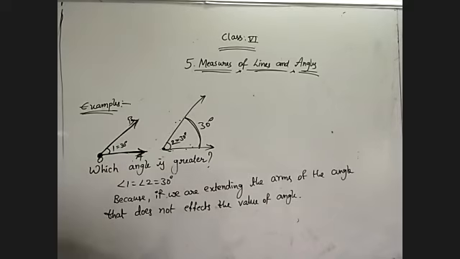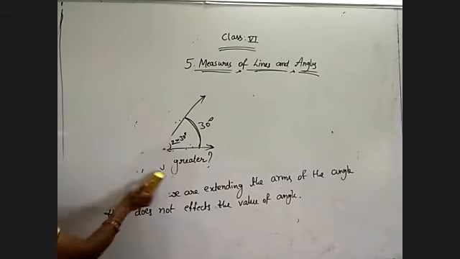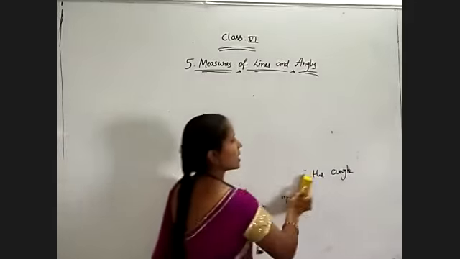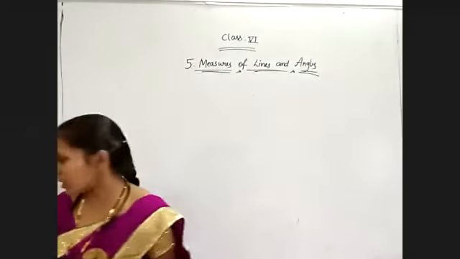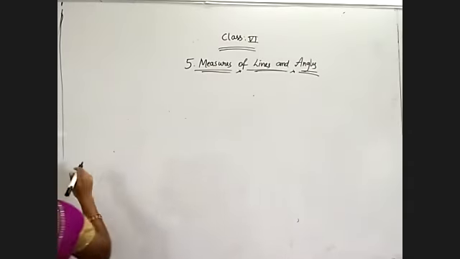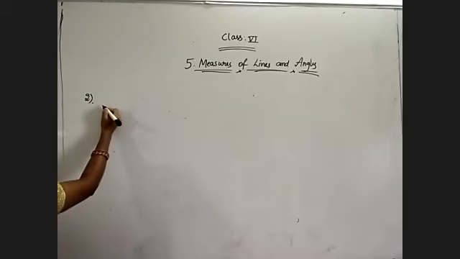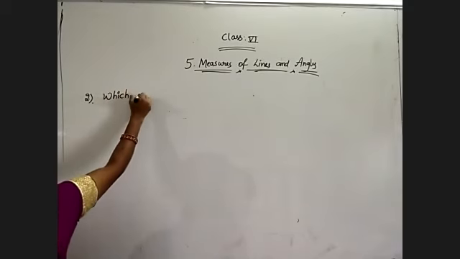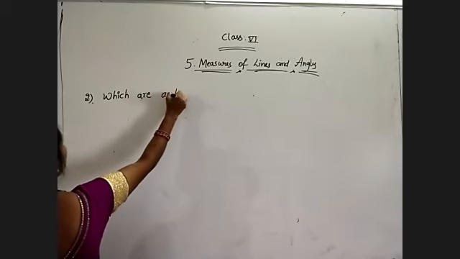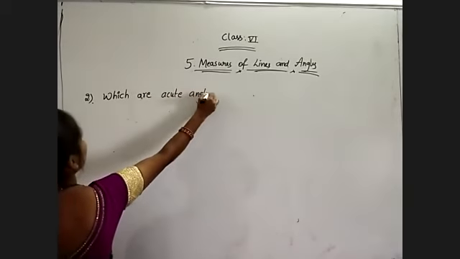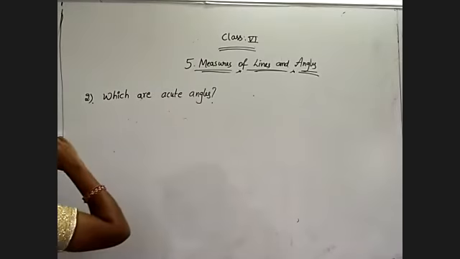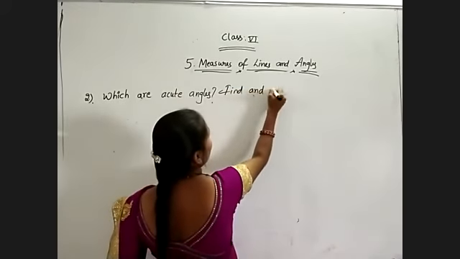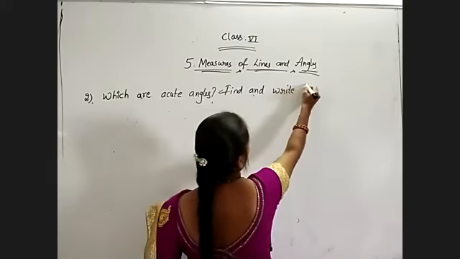Next question. So these you have to do with your protractor. I'll explain along with that. Just construct in your notes by using the protractor and scale. So observe the first question, second example. Which are acute angles? Find and write their measures also.